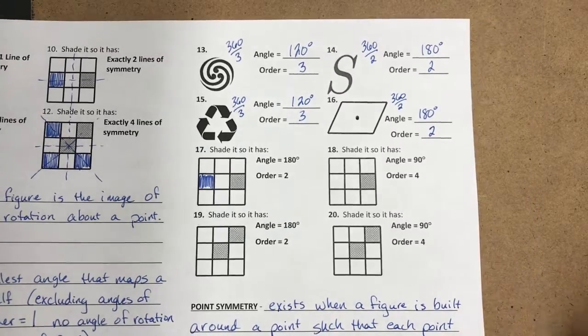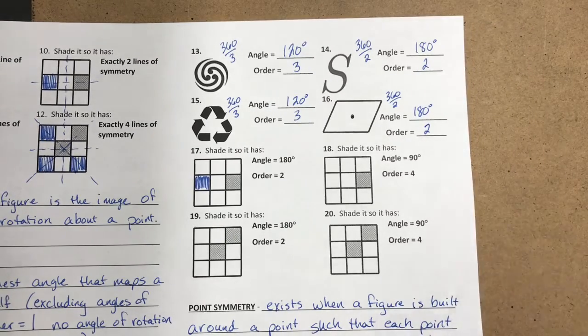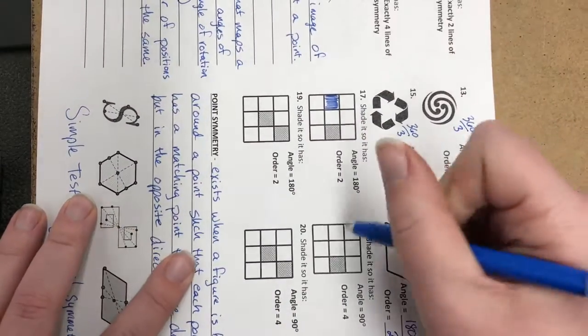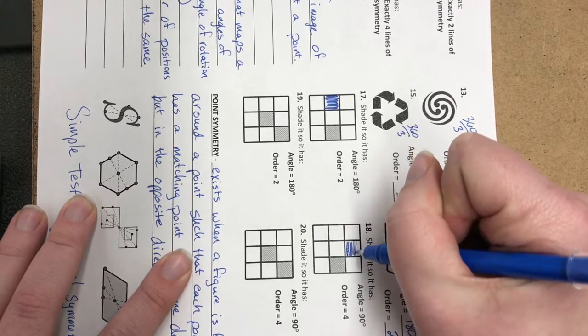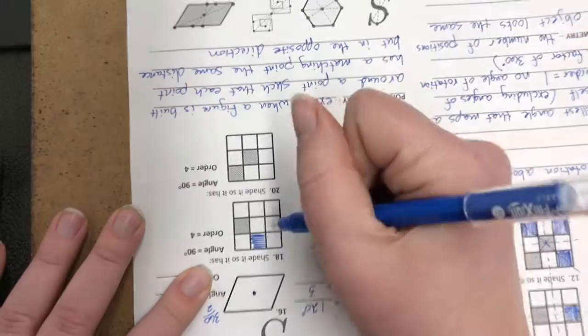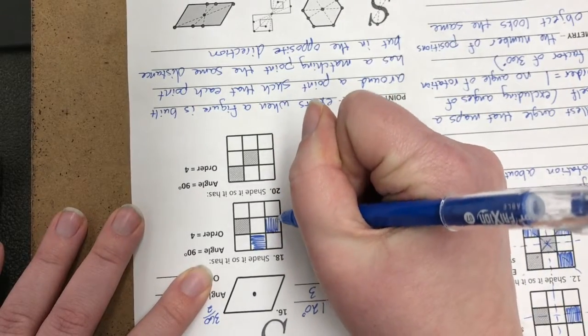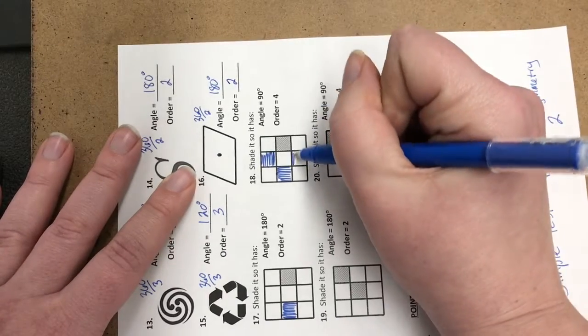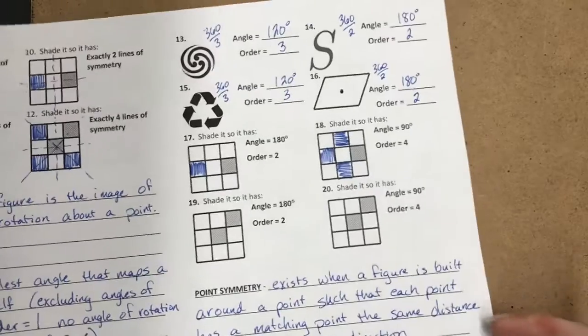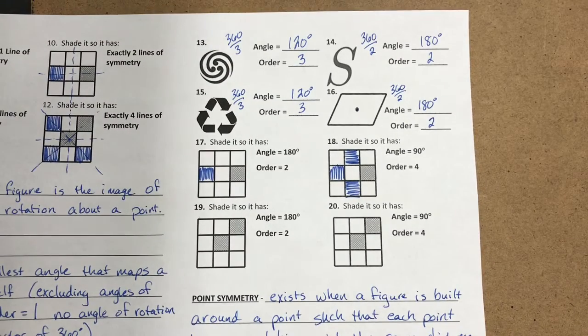For 18, we want to have an order of 4, so I have to move this 4 times. So if I start here to move it once, it would be here. So I'd have to shade in this right side. And then 2, shade in this right side. 3, shade in this right side. And then 4 puts me back to where I started.